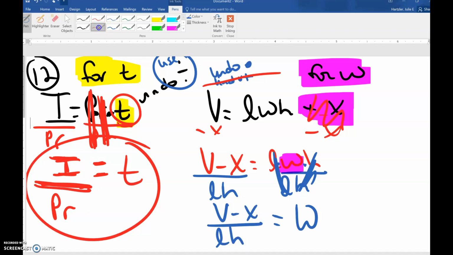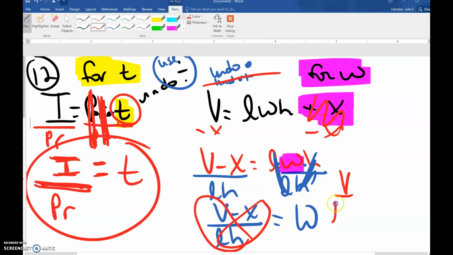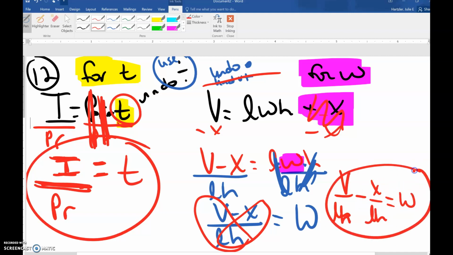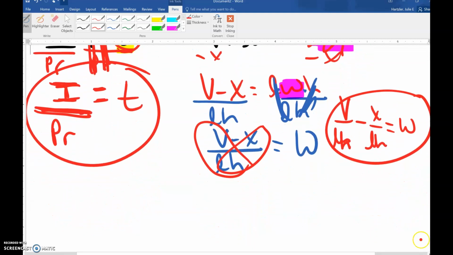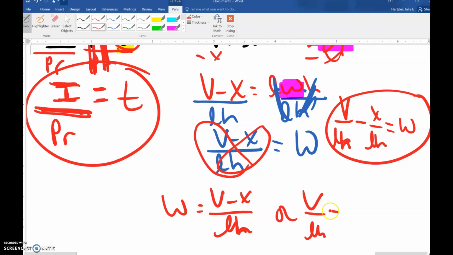Now, remember that kind of heart thing, if you want to divide each piece, that is legal. So V over LH minus X over LH equals W. That would be a legal answer as well. So either one is fine there. So again, sometimes people put the W first or the T first. Any way you write it, totally fine. All right, go ahead and try 13A, B, and C.